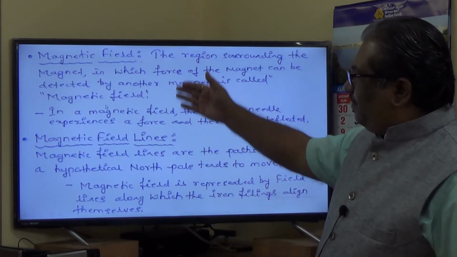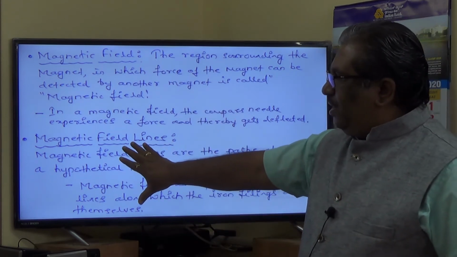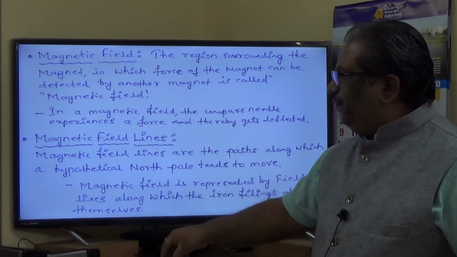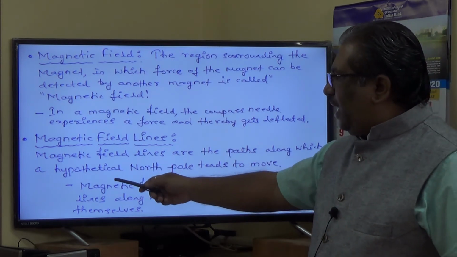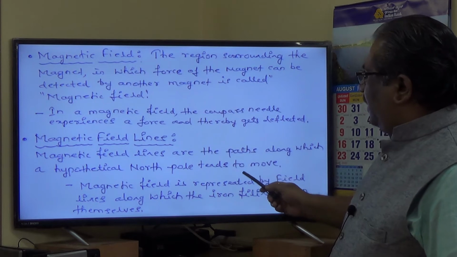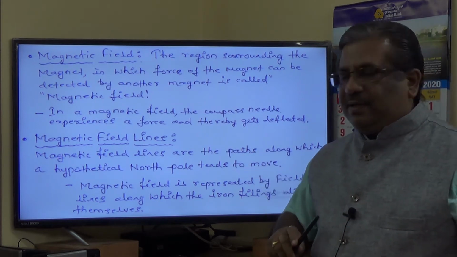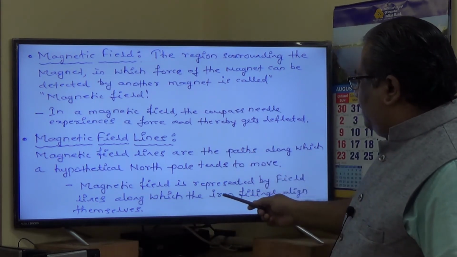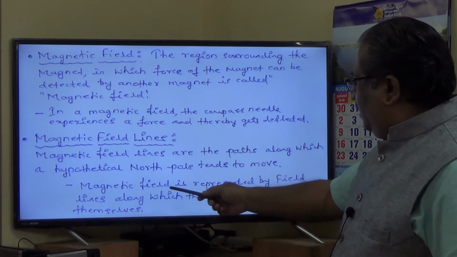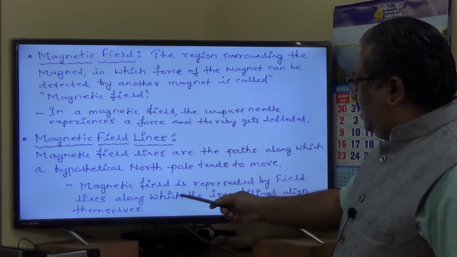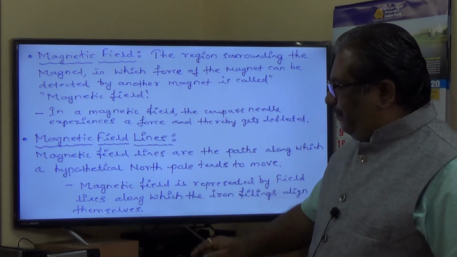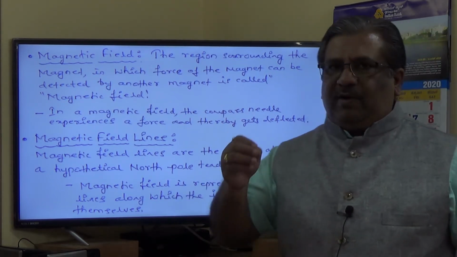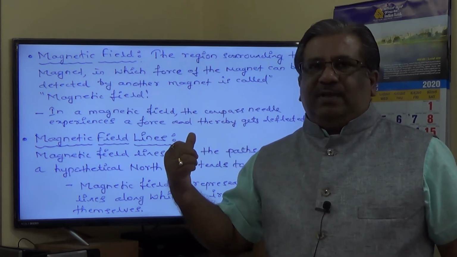Next are these definitions. Here I said I'll get back to you once again with magnetic field lines. So magnetic field lines are the paths along which a hypothetical north pole tends to move. You got it? And magnetic field is represented by field lines along which the iron filings align themselves. This is what you have seen. Let me explain a little bit on the board and then I'll get back to the PPT once again.